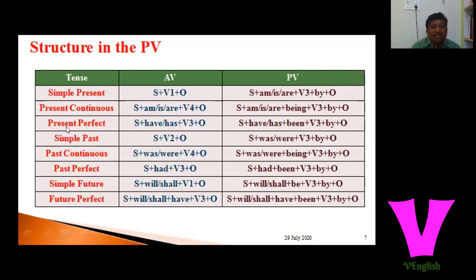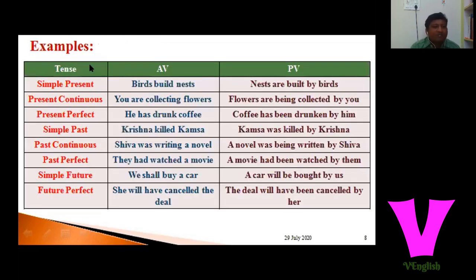Dear students, there is no passive voice for present perfect continuous tense, past perfect continuous tense, future continuous tense, and future perfect continuous tense. The remaining 8 tenses have these structures. Next, let us see some examples tense wise. Simple present tense: "Birds build nests." Subject, verb V1, object. In the passive voice, "are" is the suitable helping verb here, since nests is plural and it is simple present tense. Just observe the structure: "Nests are built by birds."